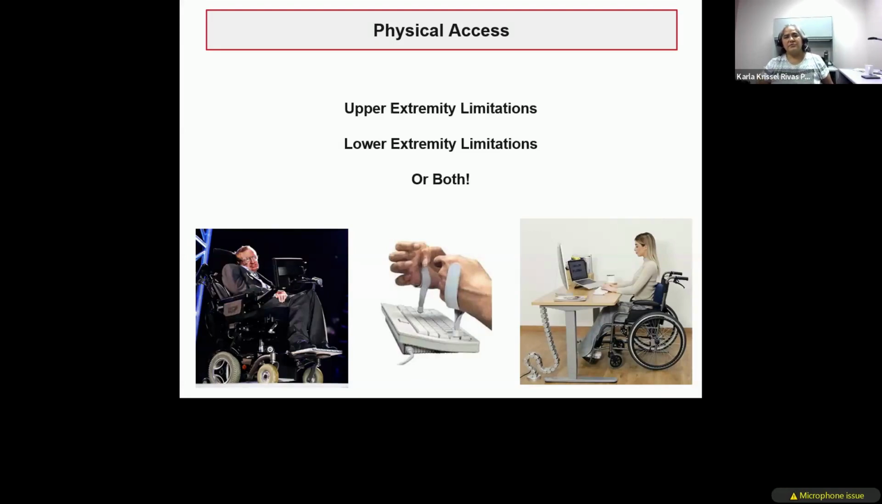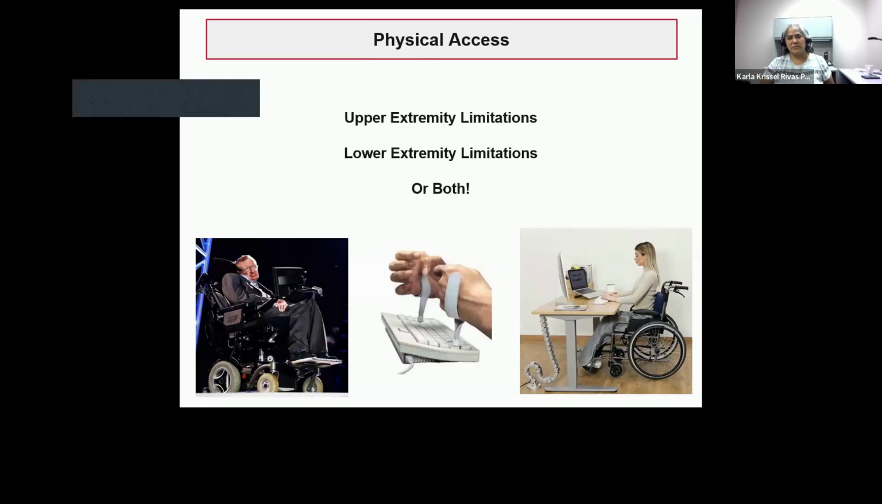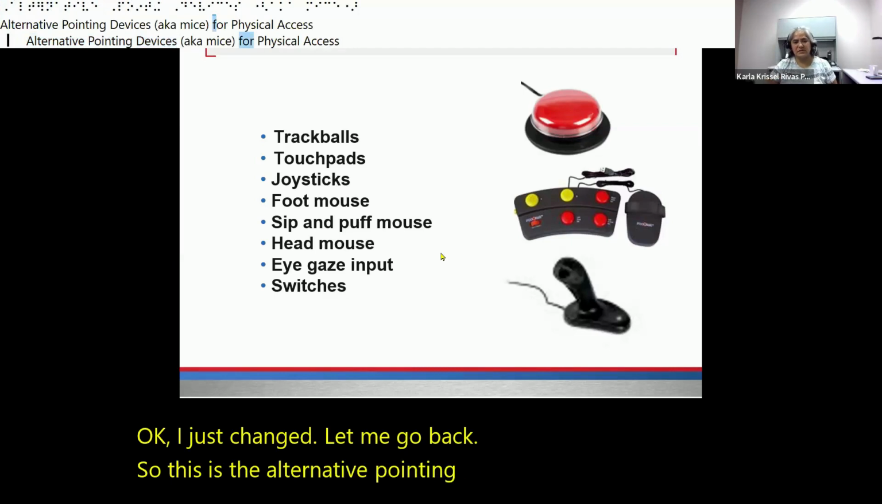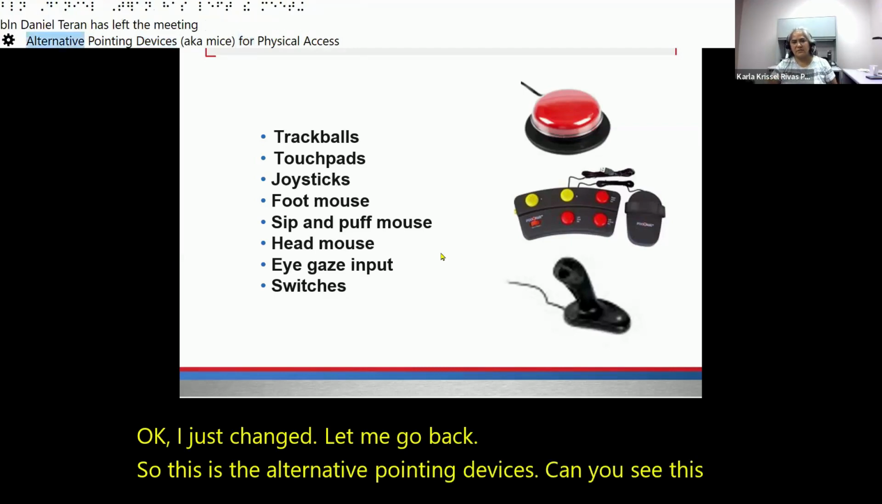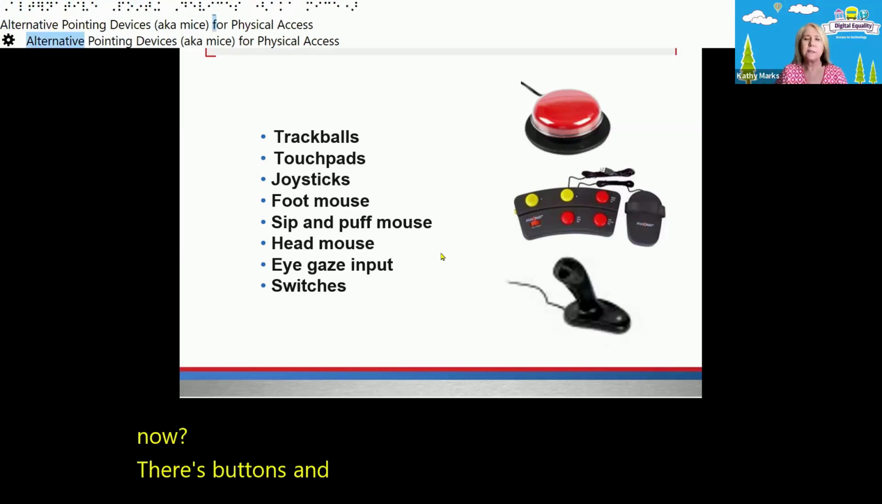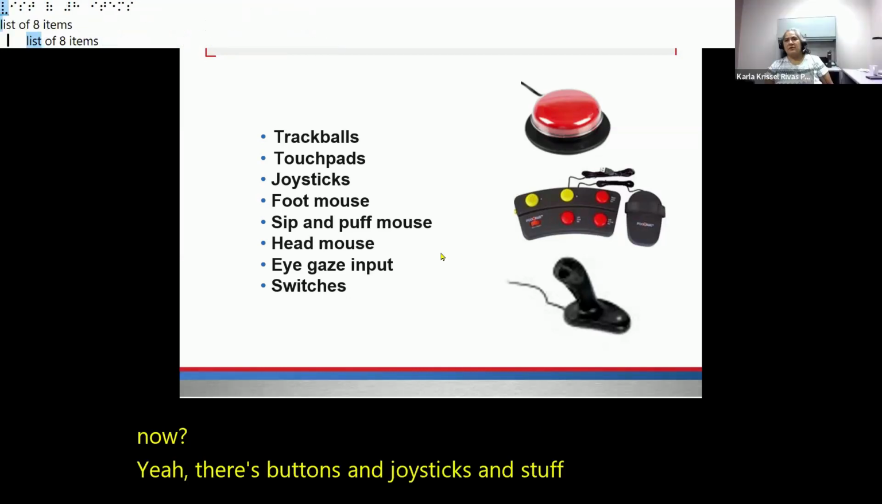You have here some hands typing on the computer. Oops. Oh no. I'm sorry. I got an error message. So this is the alternative pointing devices. Can you see that slide now? Yeah, there's buttons and joysticks and stuff. Right.